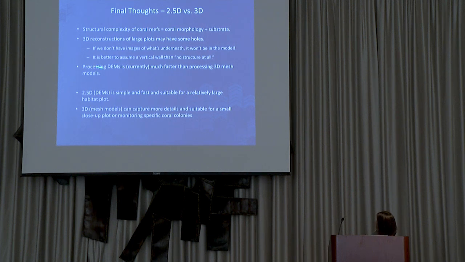And finally, processing digital elevation models is currently much faster than processing 3D mesh models. And I'll say currently because I am really hoping to improve my scripts for 3D mesh models, and hopefully it will get faster. But the truth is, right now there is a huge difference in processing time. So with all the information that I just presented, I would say 2.5D is simple and fast, and it is suitable for a relatively large habitat plot. And this is especially true if you are focused on taking pictures from the top because you have limited bottom time, whatever the reason is.